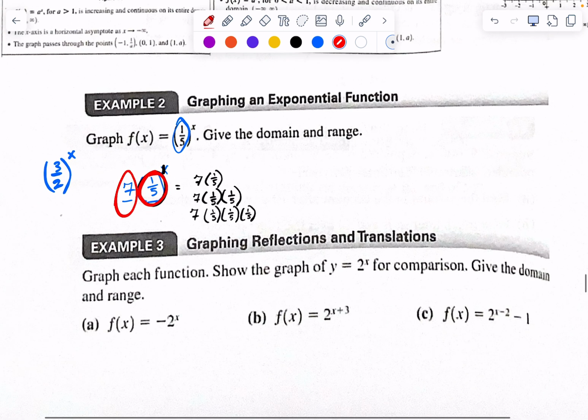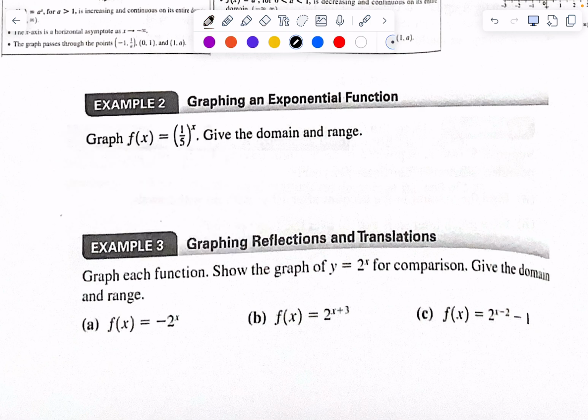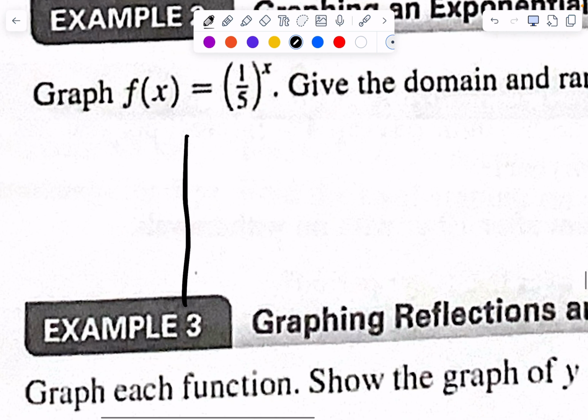Okay, let's talk about domain and range. Let's just do this problem. So 1/5 to the x power. I'm going to plot points. Typically, I don't like to do that, but I'm going to plot points, okay, until we get used to this. So let's go, I don't know. Let's go -2, -1, 0, 1, and 2.